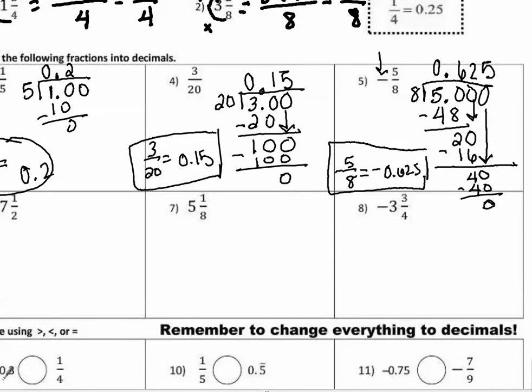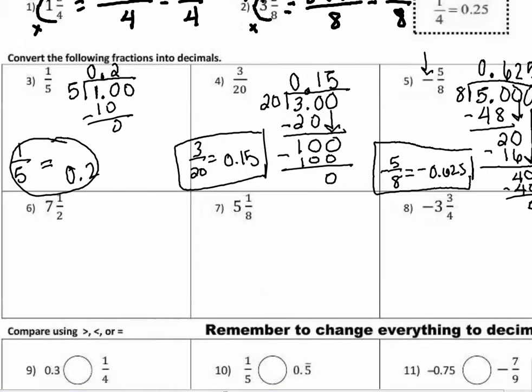Looking at number 6, you have a whole number here. So you want to use the magic C, and you get 7 times 2 is 14, plus 1 is 15 over 2. You need to convert it to an improper fraction before you long divide.